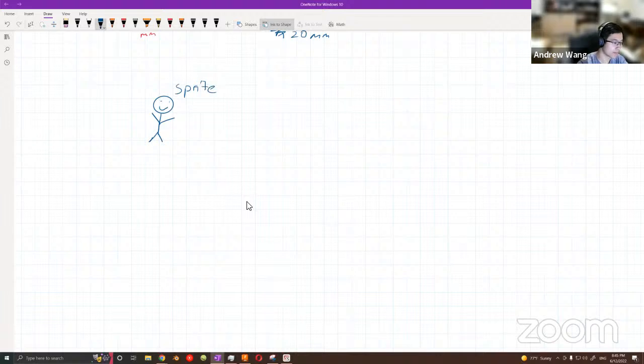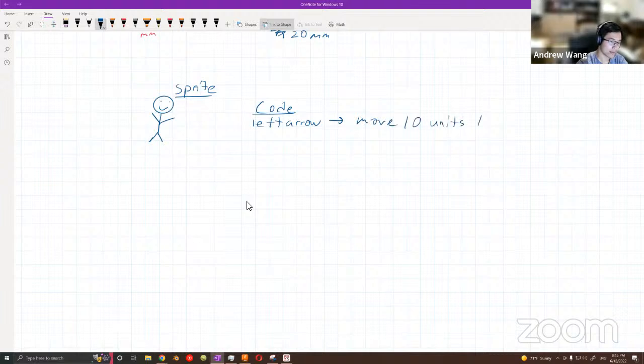I have basic code, like if left arrow, I move 10 units to the left. If a left arrow and so forth for right arrow, and up and down.